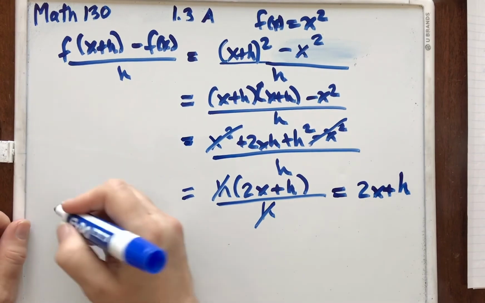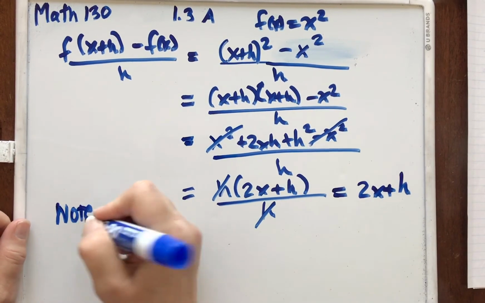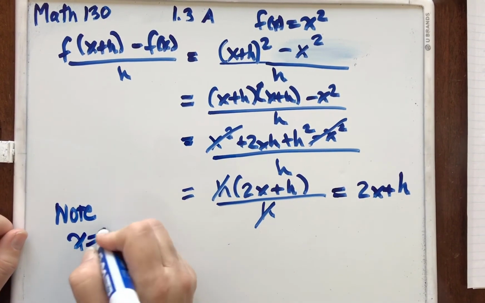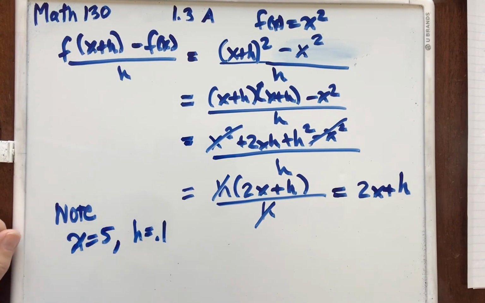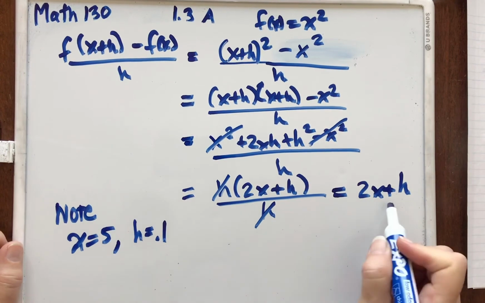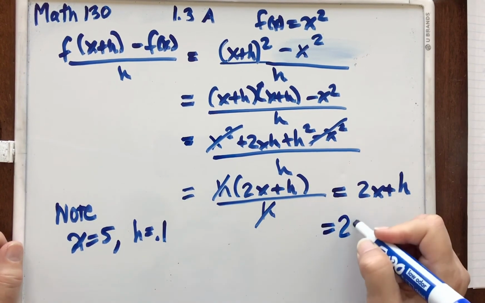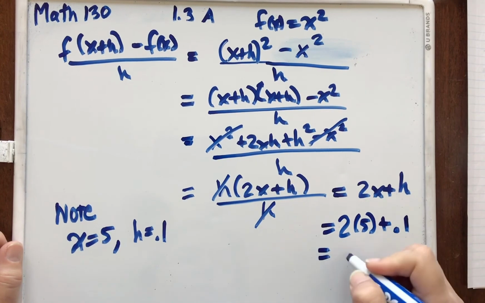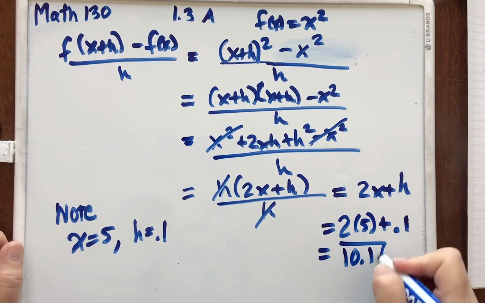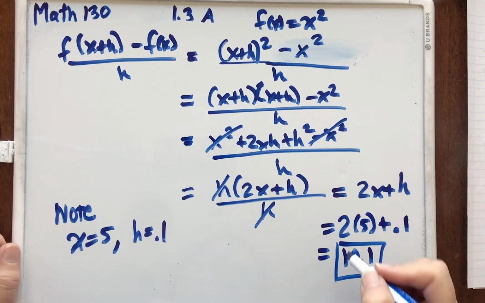Now note, we were given that x equals 5 and h equals 0.1. Let's put that into this right here. We get 2 times 5 plus 0.1, which is 10.1. Exactly the same as before.